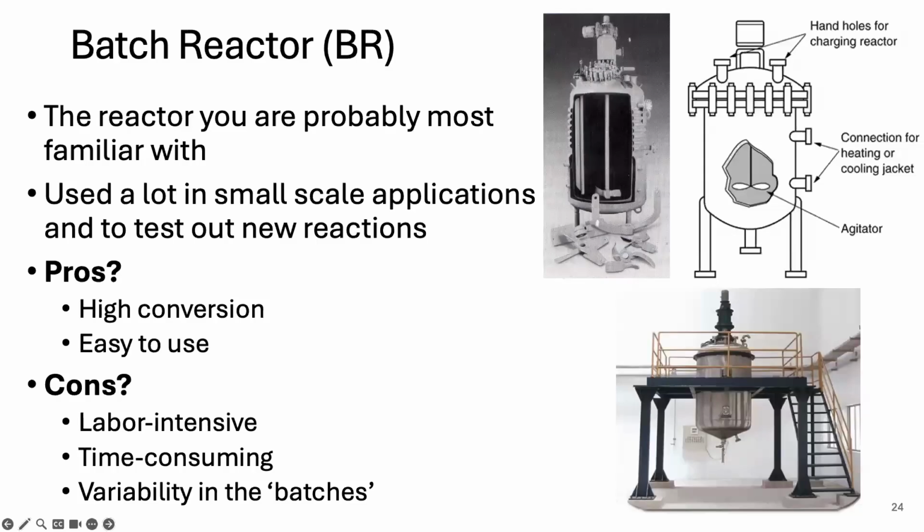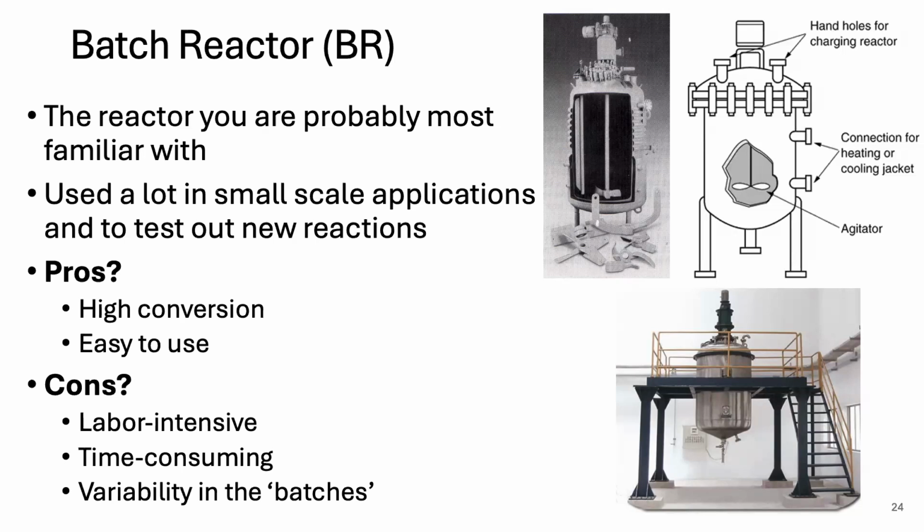So the first type of reactor that we'll be talking about, and developing design equations for, is the batch reactor. Okay, it's possibly the reactor you're most familiar with in your chemistry classes when you were doing reactions in a beaker, for example. That's another way to think of a batch reactor. Of course, when we scale these up, they look a bit more sophisticated, especially with respect to mixing and so on. We use them a lot, especially in small scale applications to test out new reactions, as well as to characterize reaction kinetics, as we'll see later.